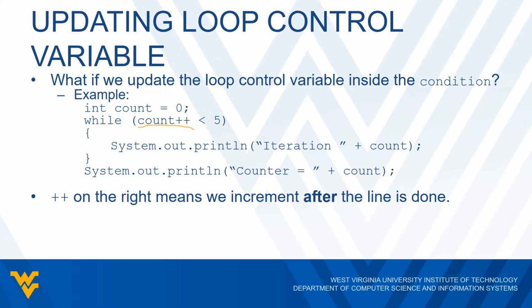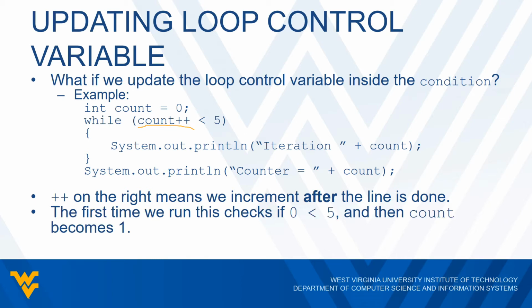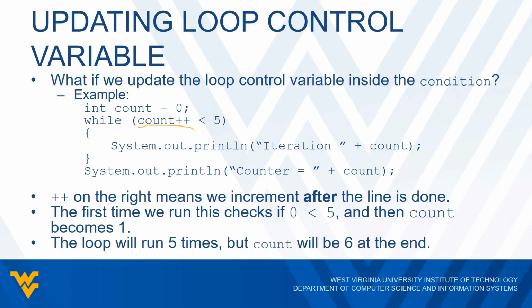Well, the plus plus on the right means we're going to do our incrementing after we do our check. So this means that the first time we run this line, we're going to check if 0 is less than 5. After that, count's going to become 1. So what this means is we're going to repeat this 5 more times, but count is going to be 6 at the end, because in that last statement where we're saying if 5 is less than 5, that's going to be false, but we still increment count by 1 when we get out of the loop. So count is actually going to be 6, even though the number of iterations is going to be 5.